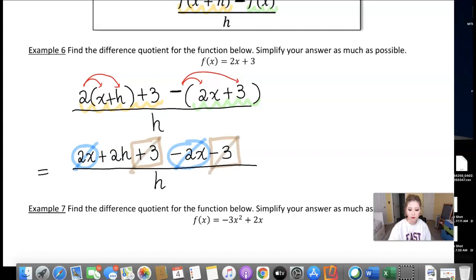So next step, we write down what's left on top of the fraction. The only thing that's left on the top of the fraction is 2h over h. Now notice what gets canceled out this time. There's h on top, h in the bottom, h's get canceled out. So what is your final answer? The final answer is simply 2.